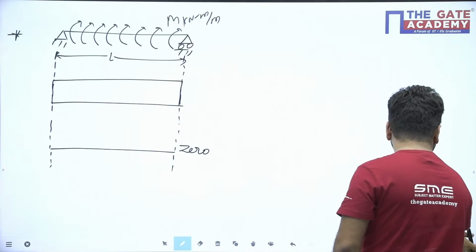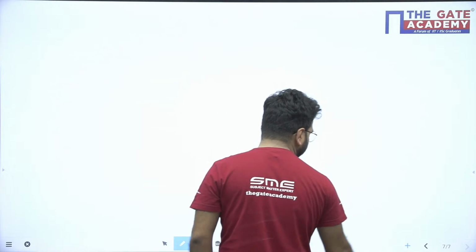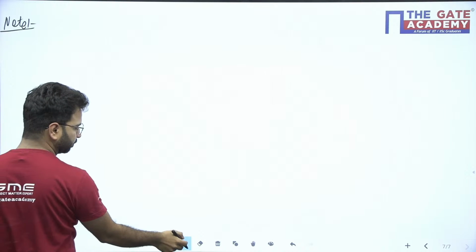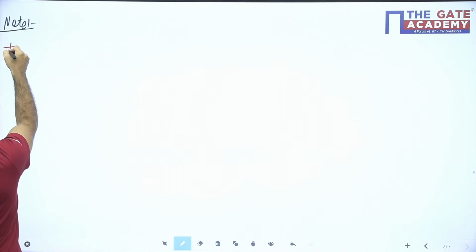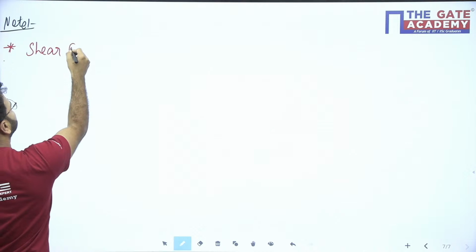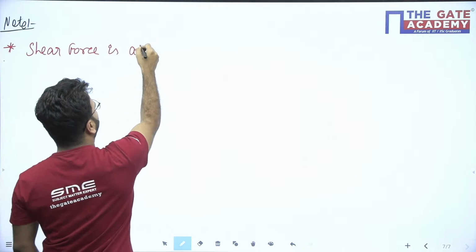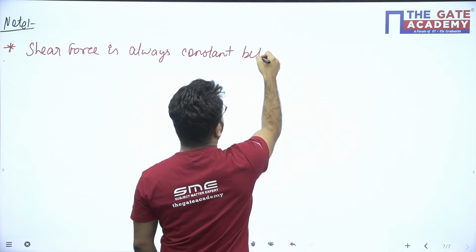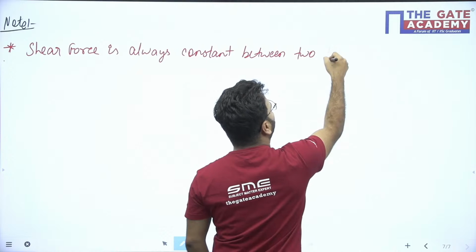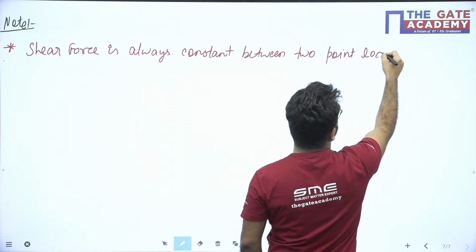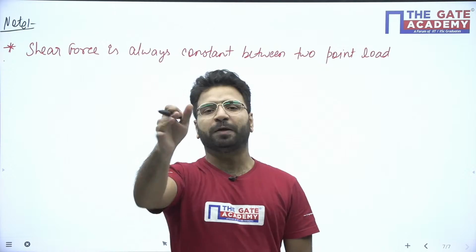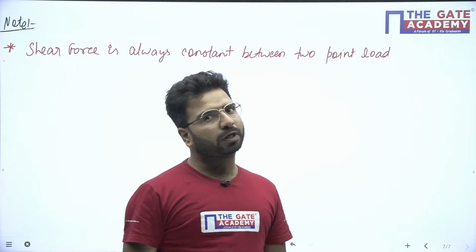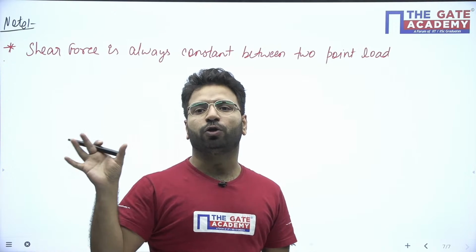Okay, so now I am writing some points that may help you in drawing the SFD BMD. What are those points? The first point is: shear force is always constant between 2 point loads. When 2 point loads are present, the shear force diagram will always be constant between them. Point load means it can be the reactions also. Reaction is also a point load only, right? So the shear force diagram will always be constant between the point loads.